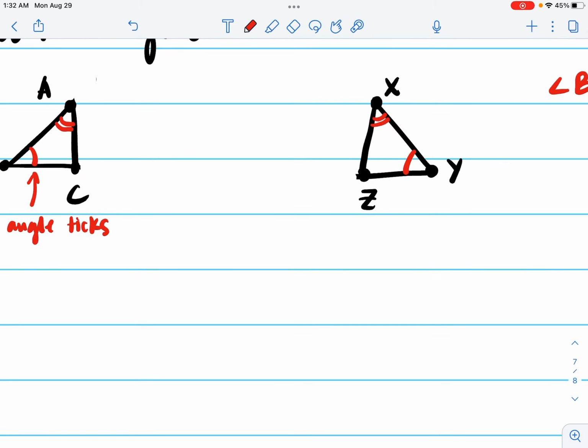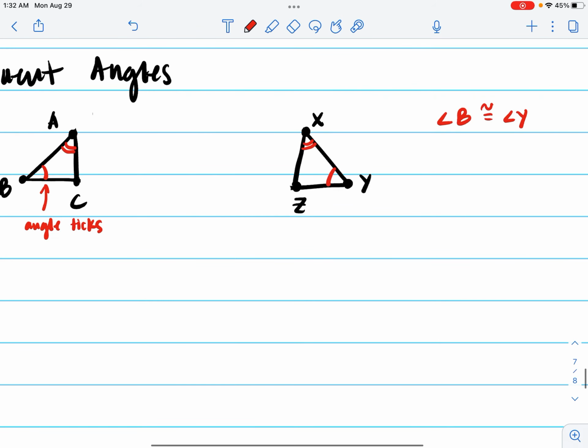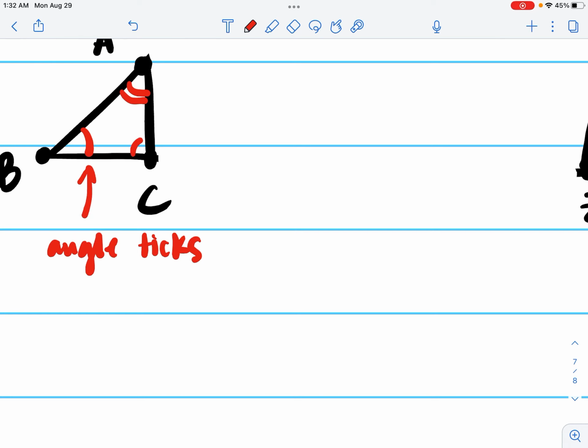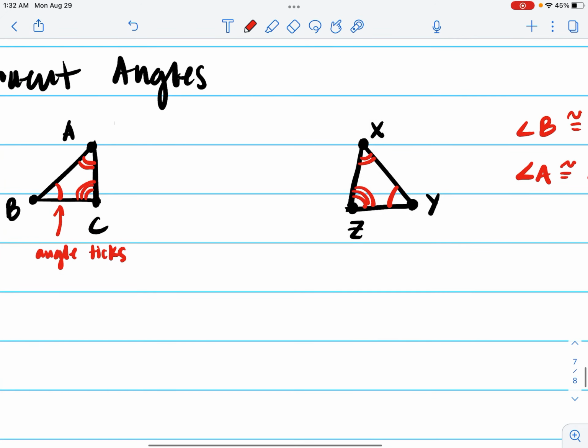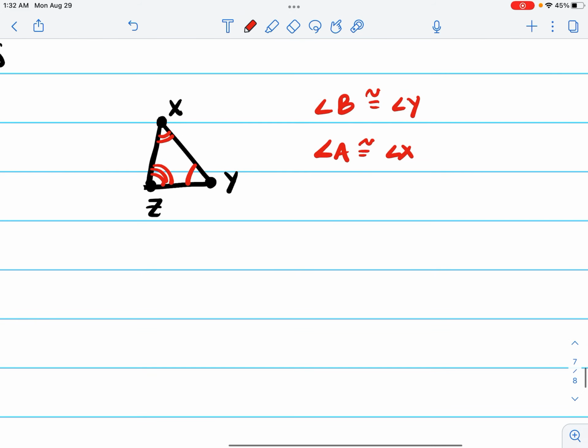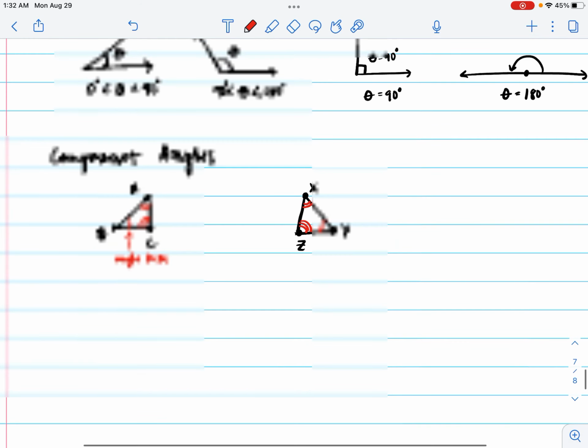Okay? And what happens if I do 2 tick markers on X? Well, that just tells us angle A is congruent to angle X. And lastly, if I put 3 tick markers here, that just means C is neither A, it's not the same as A or B, and it's also the same as Z. So we could say angle C is congruent to angle Z.